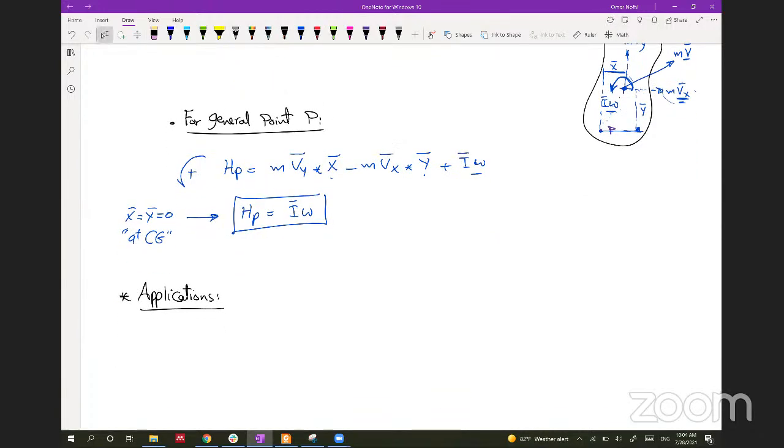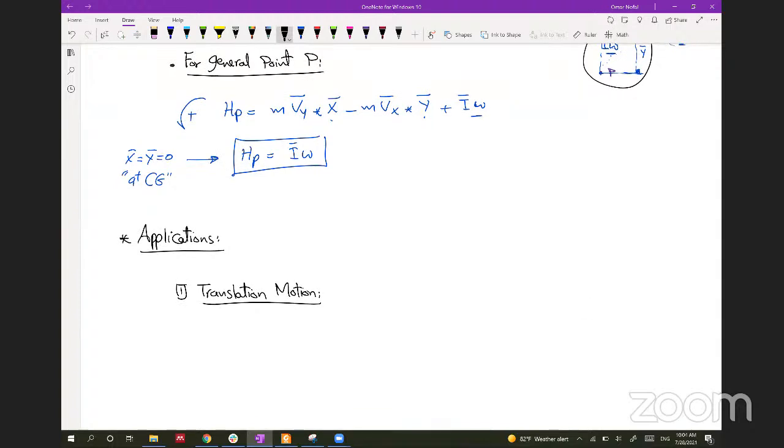Let's do some applications and see how the angular and linear momentum change based on the motion of the rigid body. So number one, let's start with the translation. If we have a rigid body that only makes translation motion, let's assume this is our rigid body, and this is our CG of the body, and this body is only making translation in this direction. So this is the m v bar of this body.